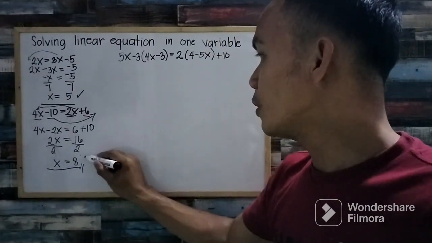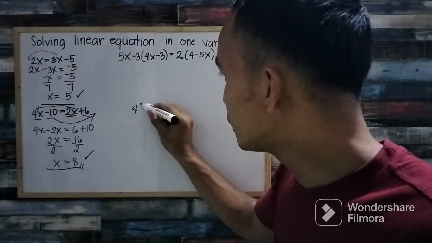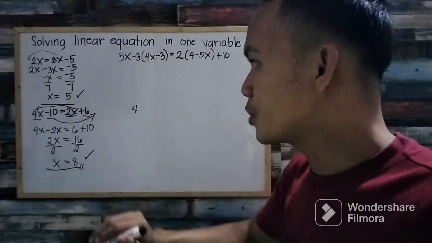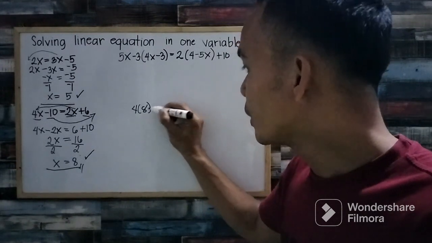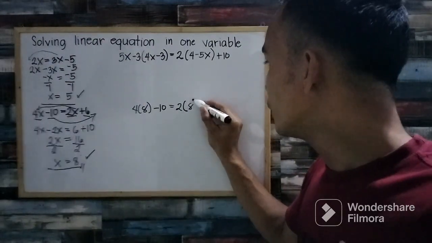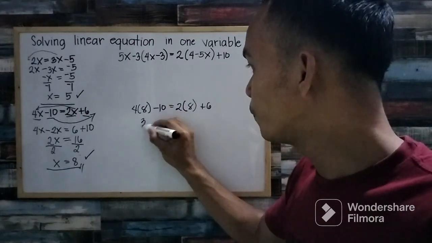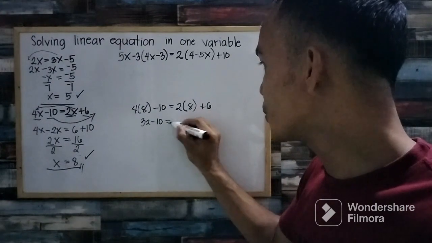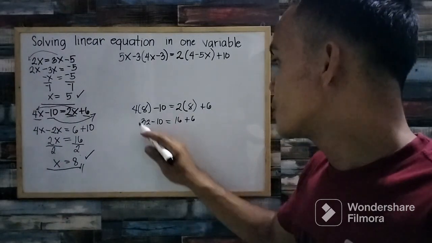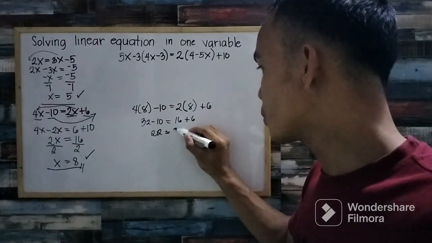Now let us check if 8 is really the correct answer. Okay, so now we have here 4 times we have the 4x. So instead of writing 4x, we substitute x by 8. So that is 4 times 8 minus 10 is equal to 2 times 8 again, and plus 6. Alright, so 4 times 8, that is 32. Minus 10 is equal to 2 times 8, that is 16, plus 6. Okay, so 32 minus 10, that is 22, and 16 plus 6, that is 22.